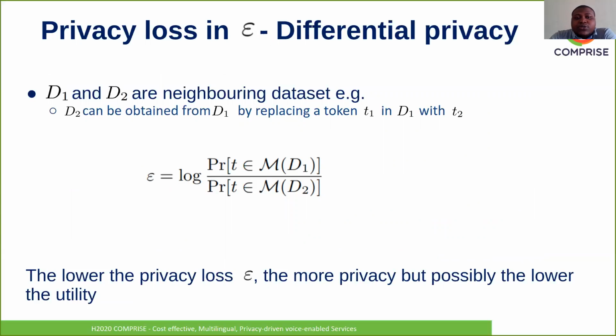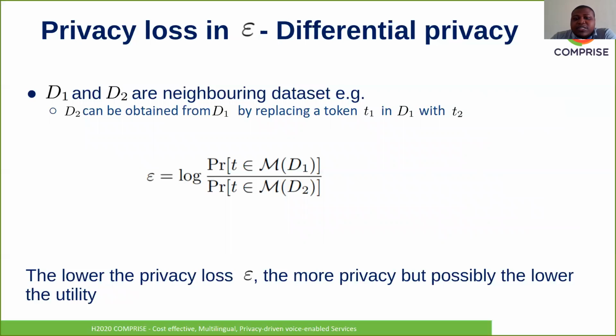In our formulation, if we have D1 and D2 as neighboring data sets, D2 can be obtained by replacing a token in D1, T1, with another token T2. So D1 and D2 differ in just one element. Then we can compute the privacy loss epsilon: is the output T, which is a replacement token, the same if we apply the transformation algorithm to D1 as if we apply it to D2?